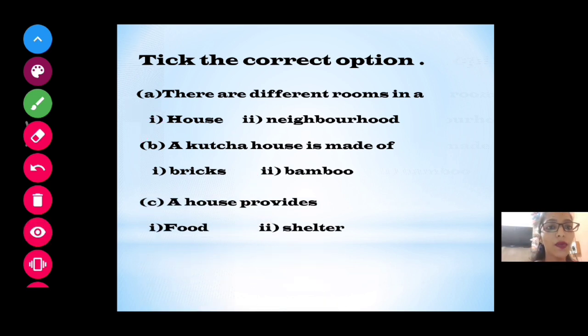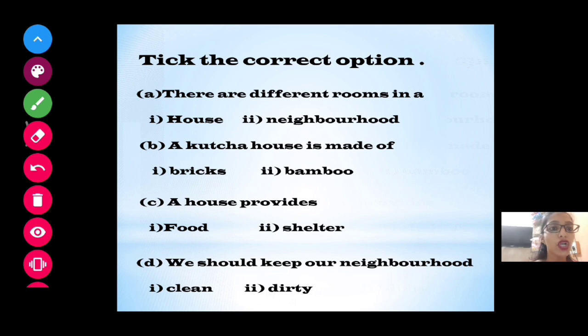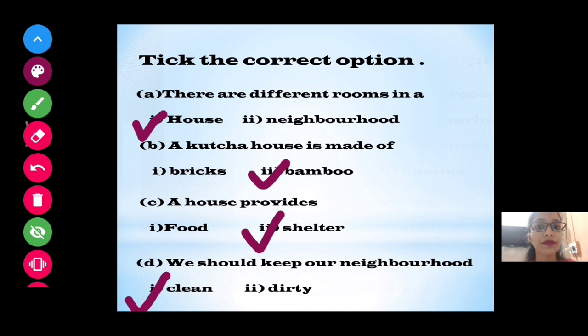Now, the third one. A house provides dash. Food or shelter. House provides us shelter. Now, the next question. We should keep our neighborhood clean or dirty? We should keep it clean.